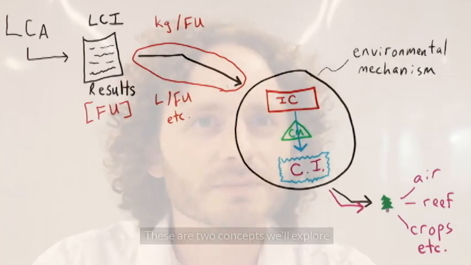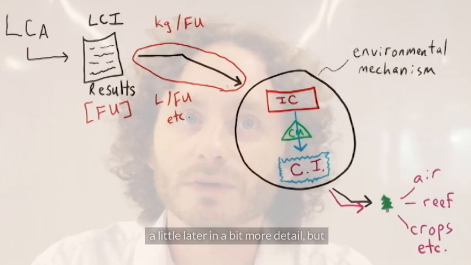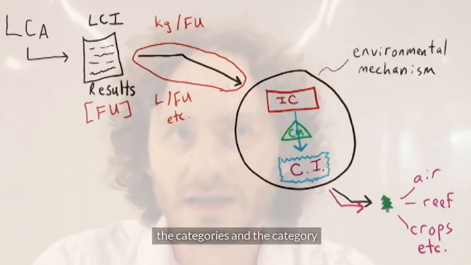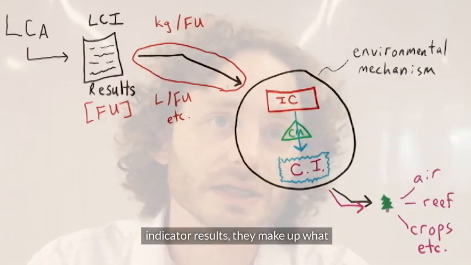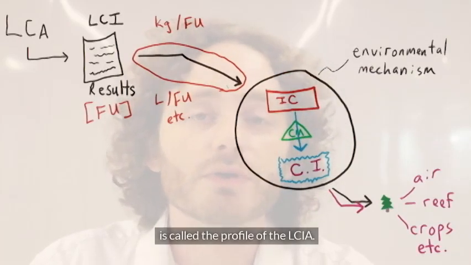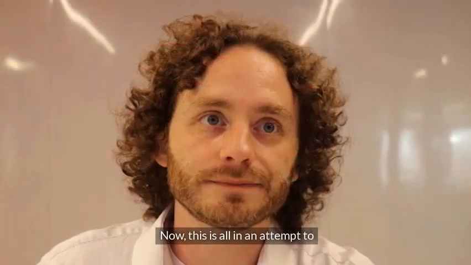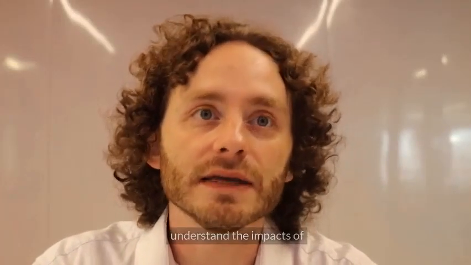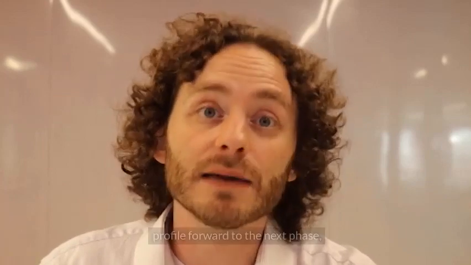These are two concepts we'll explore a little later in a bit more detail, but we've already mentioned that when we take these two things together, the categories and the category indicator results, they make up what is called the profile of the LCIA. Now, this is all in an attempt to understand the impacts of our data in real terms. Once we're finished with this phase, we will of course pass the LCIA profile forward to the next phase, which is the life cycle interpretation phase, and continue on with the study.